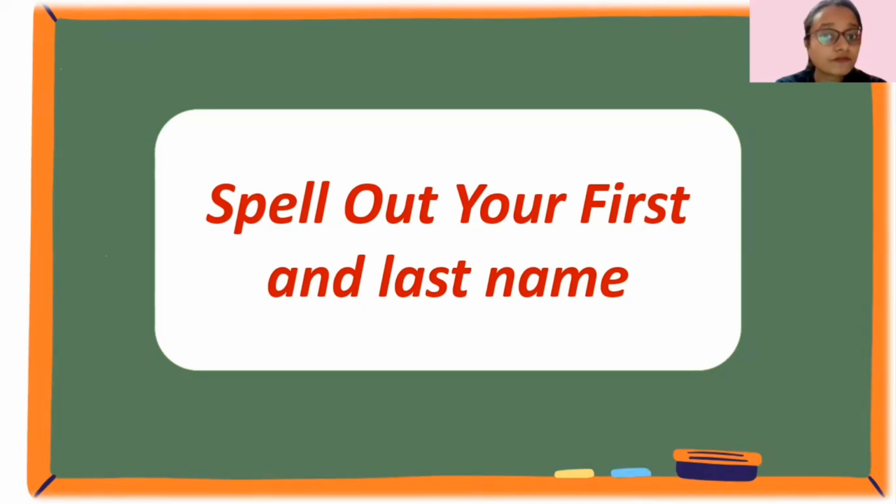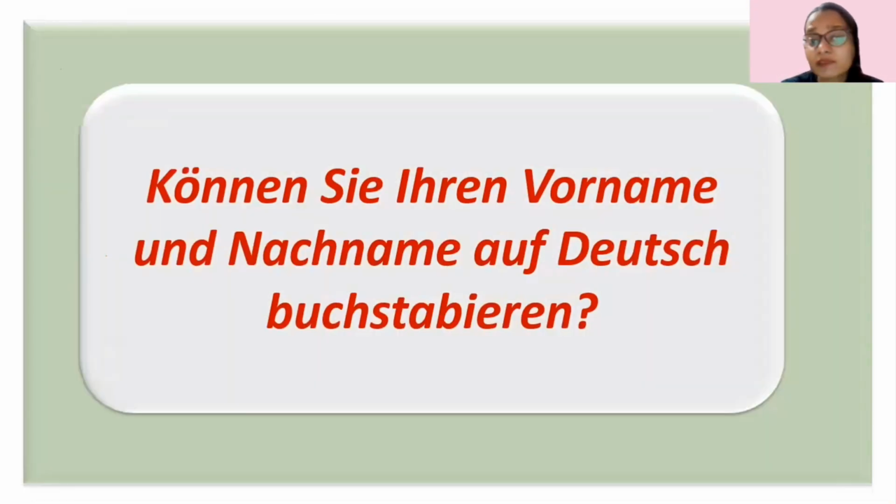Great. Now, spell out your first and last name. How will you spell your first and last name? This is very important. That's why we learn the alphabets. In your A1 level exam, the examiner will ask you to spell out whether it's your first name or your last name or anything else. But yes, they will definitely ask you.